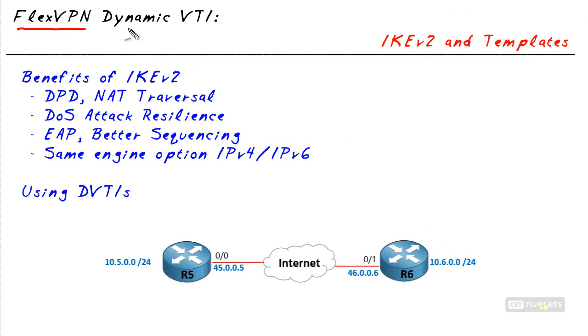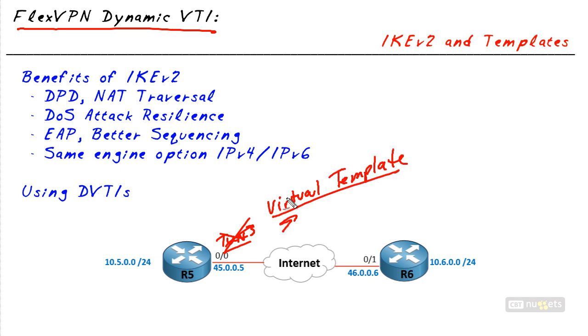For example, if we wanted to take the tunnel interface that we'd created in the previous video, which was tunnel interface 3, and get rid of it, instead of replace it with a virtual template, we could apply the relevant configuration to this virtual template, and then when we had connection requests for IKE version 2 tunnels, it could create or clone that template and create a virtual access interface.